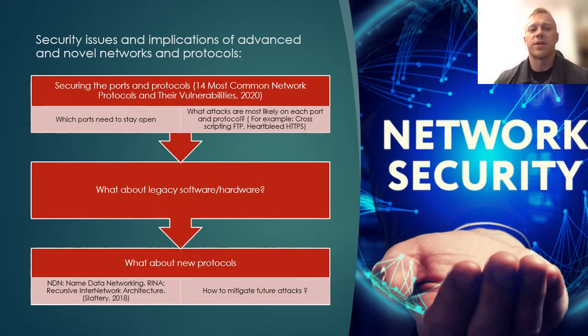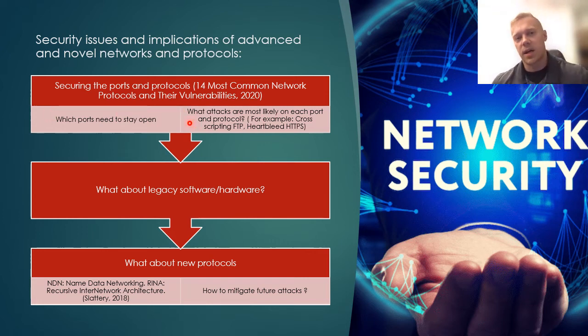So let's talk about security issues and the implications of advanced and novel networks and protocols. Securing supporting ports and protocols is very important. When you look at your network, you need to say which ports need to stay open. Which ones are we actually utilizing? As we can see in our last scan, there were some that were vulnerable. Do we need to have those open? And if they are, can we secure them better by filtering?